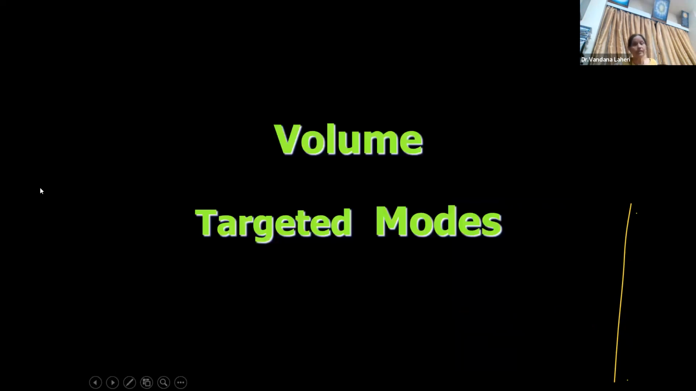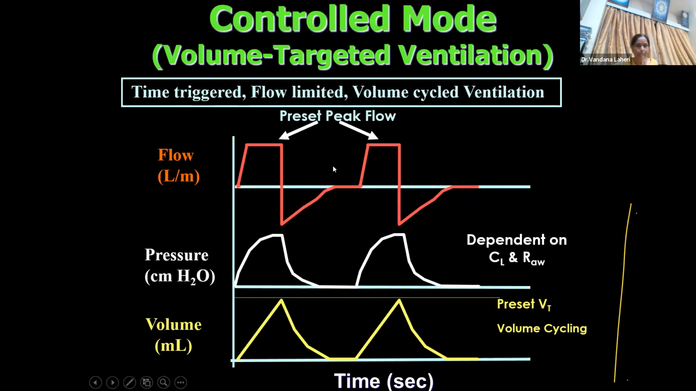Now let us see volume targeted modes. Can you see your flow is fixed? Whatever you have set, the pressure rises as the inflation proceeds. This pressure will be dependent on the compliance and resistance of the patient because this is a volume targeted mode. It is time triggered, meaning mechanical breath. Flow limited because you have set the flow, and it is volume cycled ventilation. When the set volume is reached, the cycle gets cut off.